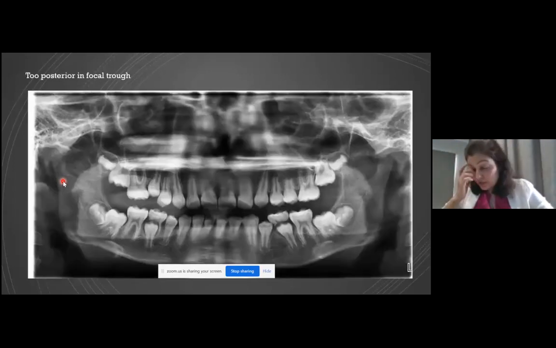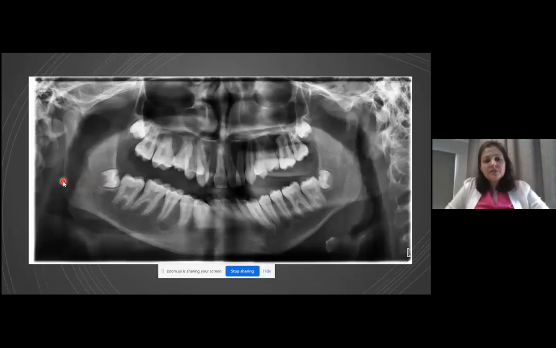This is the opposite of what has happened. Like I told you, with the ring experiment, which was done when we discussed it earlier, this patient is positioned too posterior in the focal trough. That's why the teeth are all widened out and it looks like a flattened panoramic image. So the teeth are too fat.